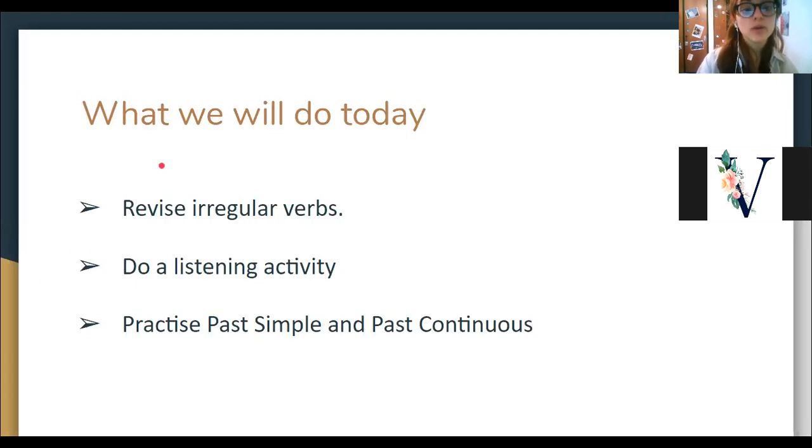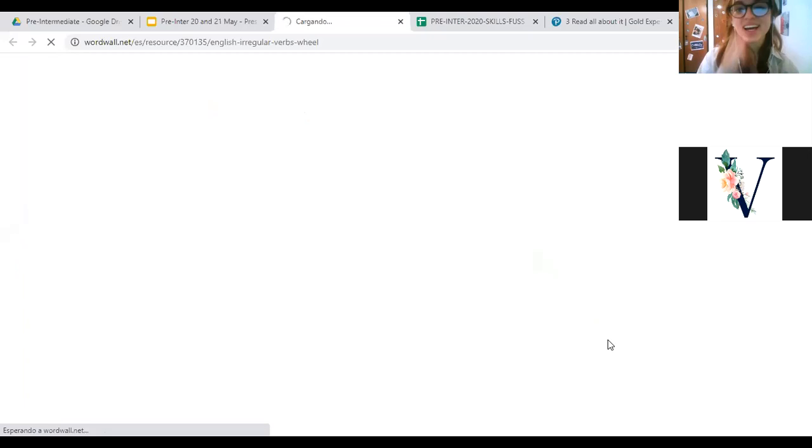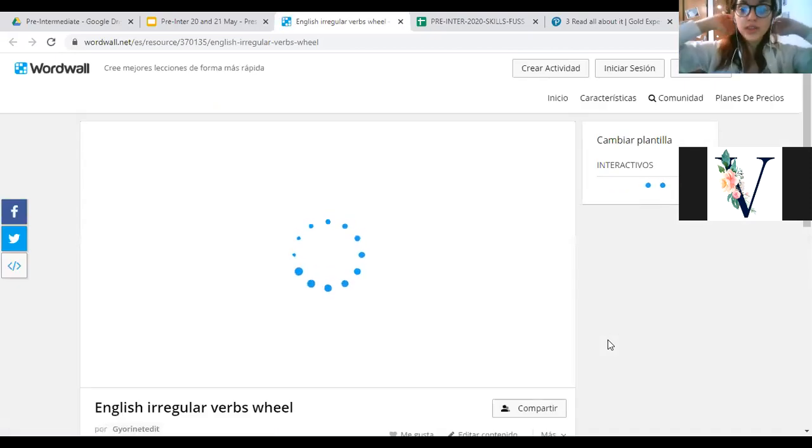Very good. We're also going to be working on a listening activity. This one is on the book. And then we're going to do a lot of exercises, a lot of exercises on tenses. So we have the beautiful, beautiful wheel, and we are going to spin the wheel to see how much you remember the irregular verbs.